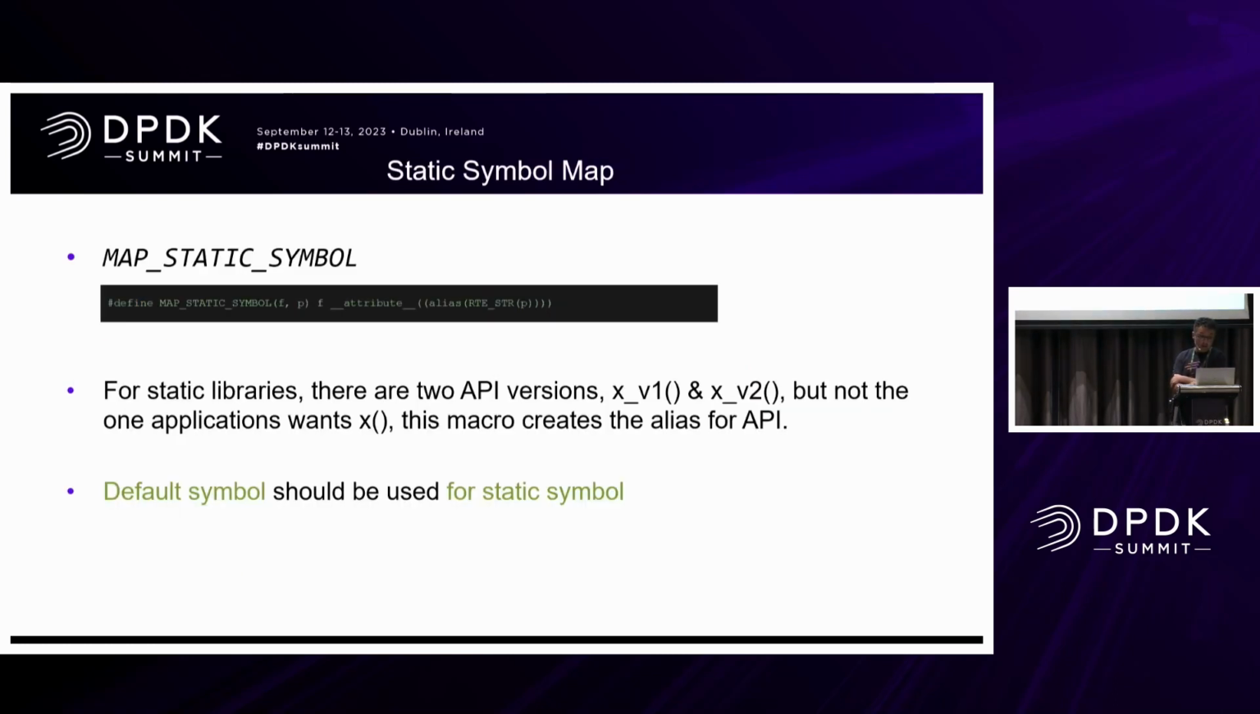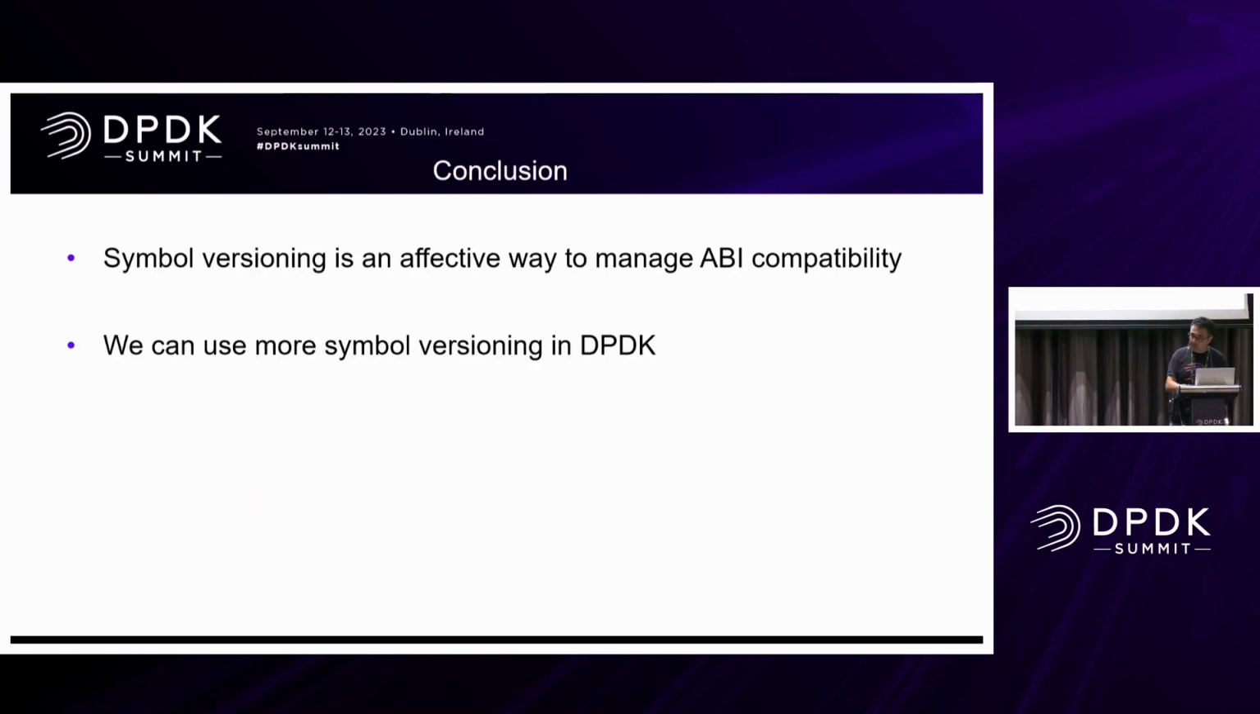I mentioned the macro we use in DPDK, map static symbol. Since we are renaming functions to foo v1, foo v2, but an application in a static build will need the function foo, for example, how will it find that function? There is no such function, so this creates an alias to one of those functions, so foo v2 will become foo with this alias attribute. And we should use the default symbol for the static one, because new applications will use that one.